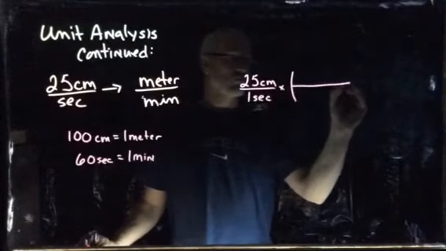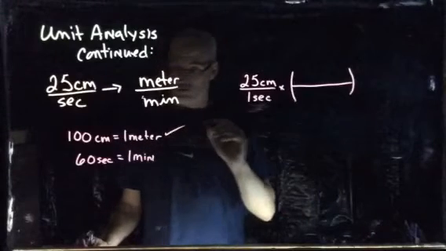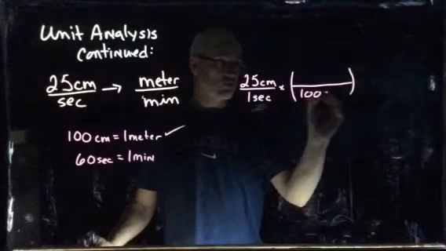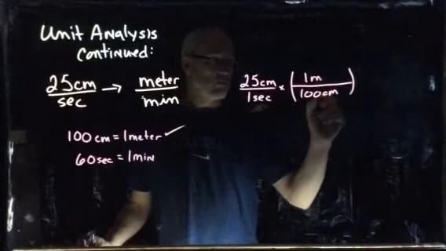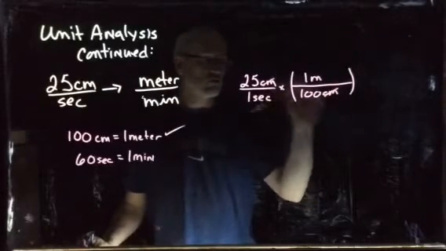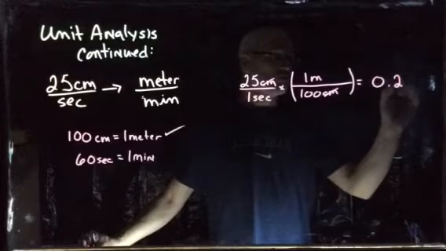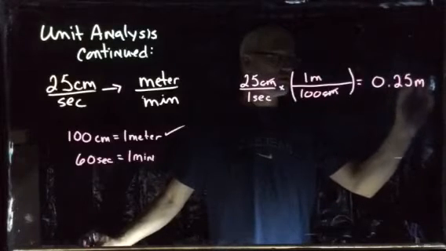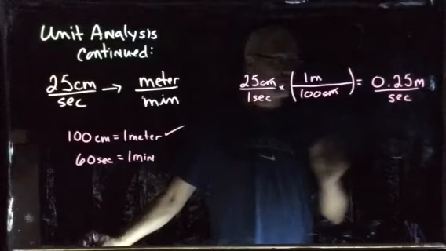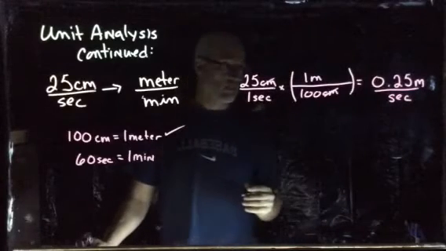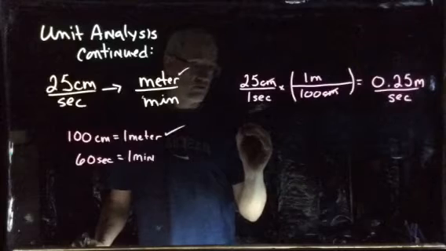And I'm going to convert the centimeters first from our conversion factor. Here we have 100 centimeters. I put it on the bottom. And 1 meter goes on top. That way the centimeters cancel out. And that leaves us with 0.25 meters per second. So we've found our meters already. Now we need to find our minutes.